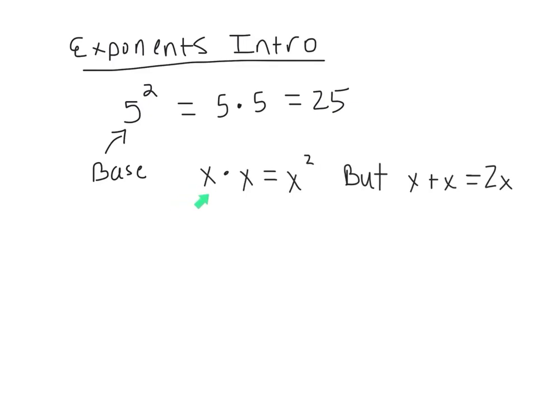Now if we use variables for repeated multiplication, x times x, it becomes x to the second power. But be careful, if we are adding x's, we don't get exponents, we get twice x.